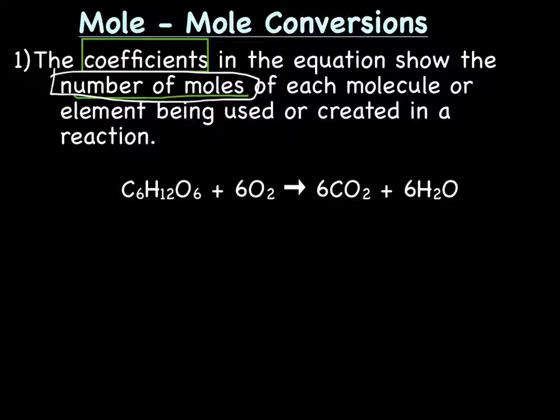So we have a reaction here, C6H12O6, or glucose, plus 6 O2, 6 oxygens, produces 6 CO2 and 6 H2O. Now that we know coefficients tell us the number of moles, what this really says is that when we start with 1 mole of glucose, C6H12O6, and the reason it's 1 mole is because there's no coefficient there, we have 6 moles of O2, and that produces 6 moles of carbon dioxide and 6 moles of water.